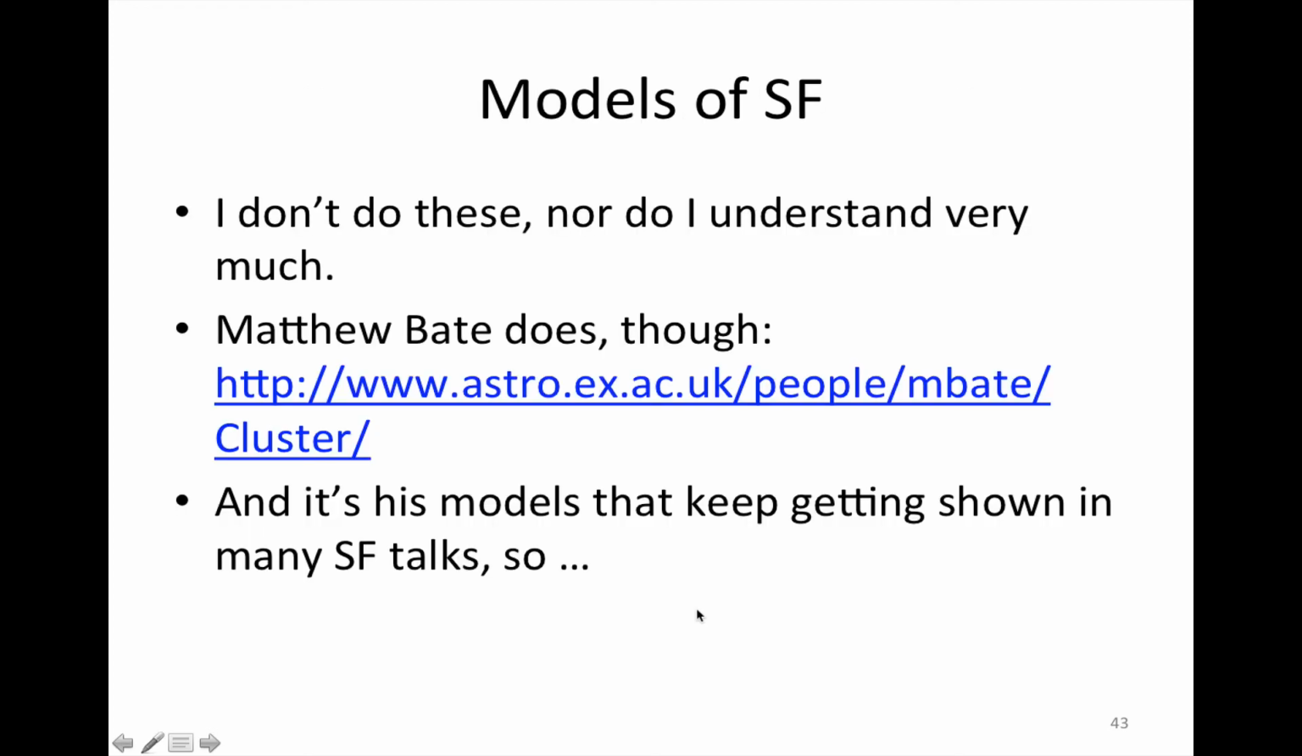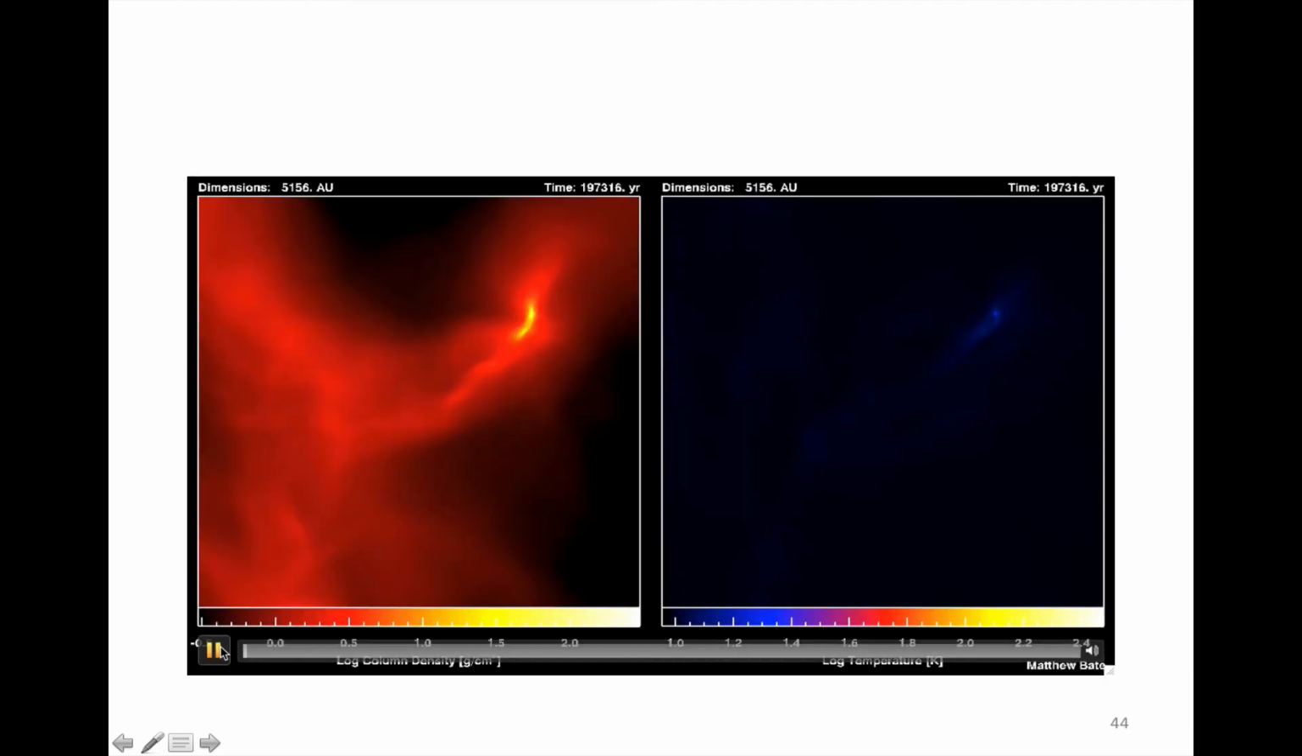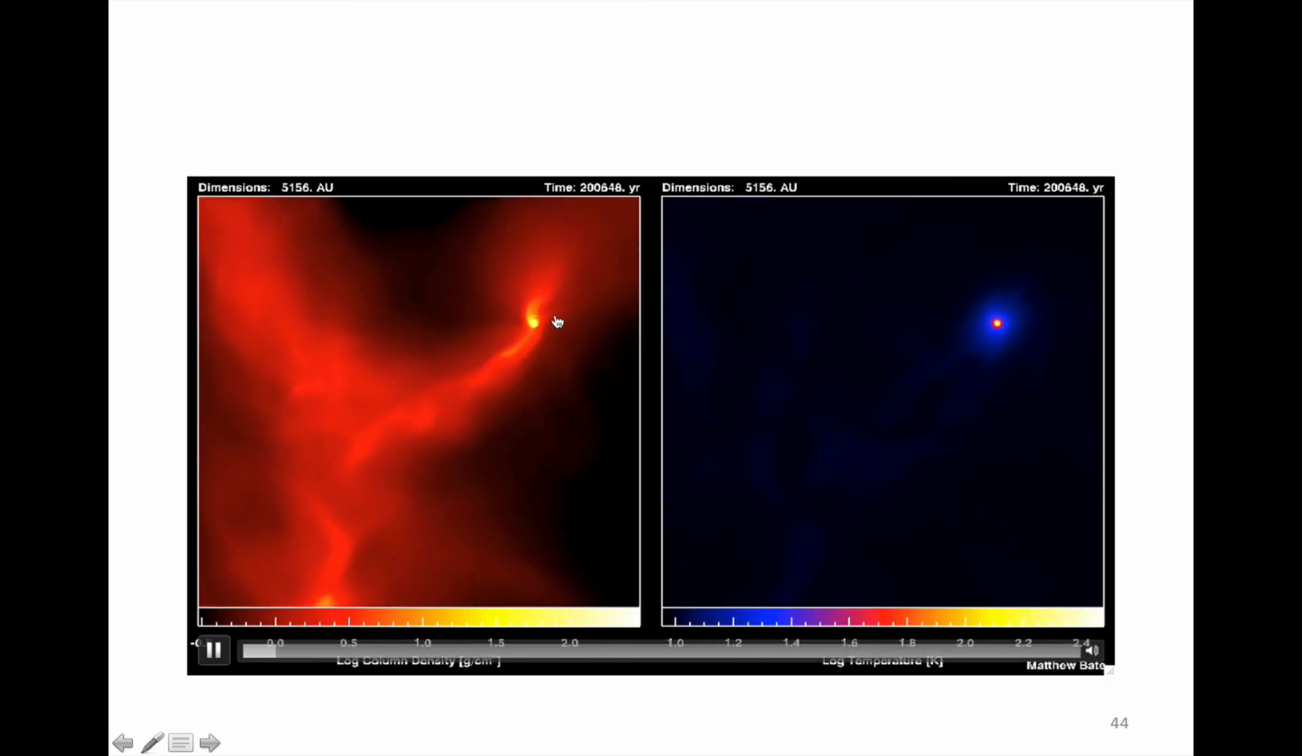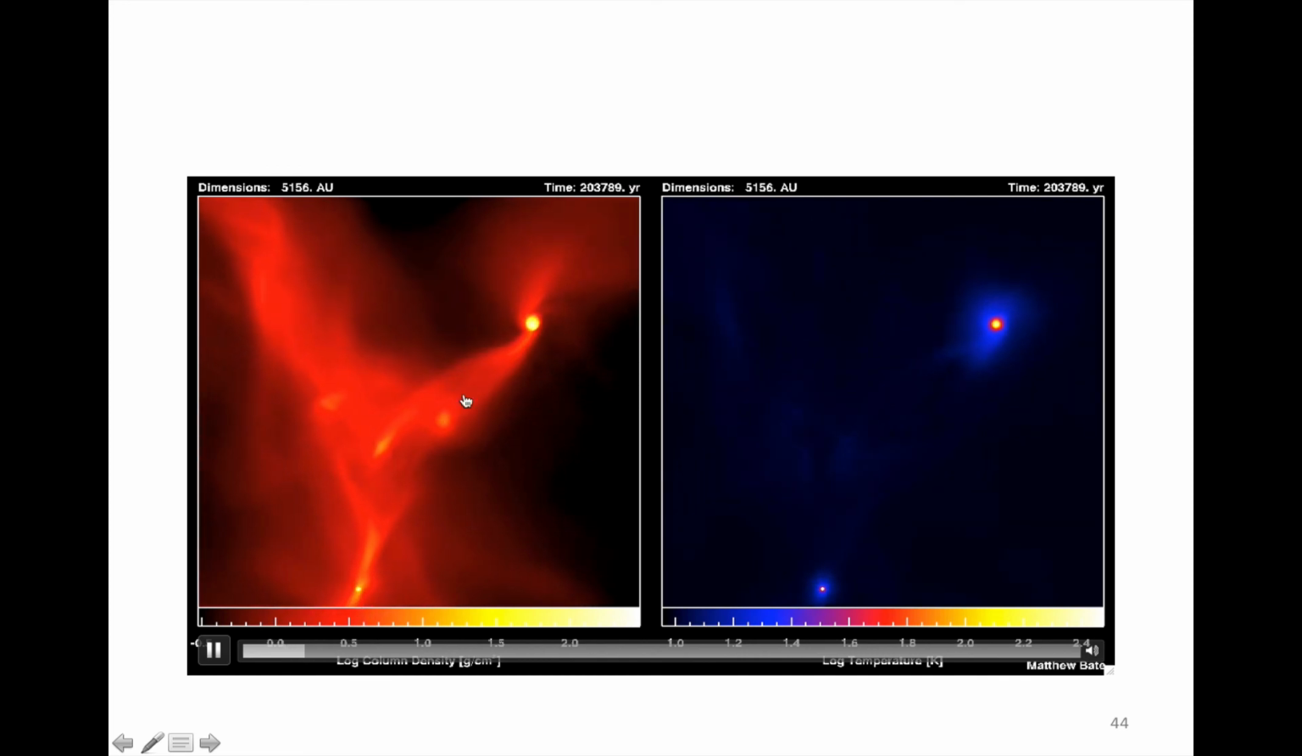So as the last few slides, I have a couple of movies that are models of star formation. I am not a theorist, I'm an observer. I don't do models of star formation, and I don't understand the details, but Matthew Bate is a really good theorist that has all sorts of movies that look exactly like you think star formation should form. So there's the beginnings of star formation. You have the matter falling in, you've got condensations.